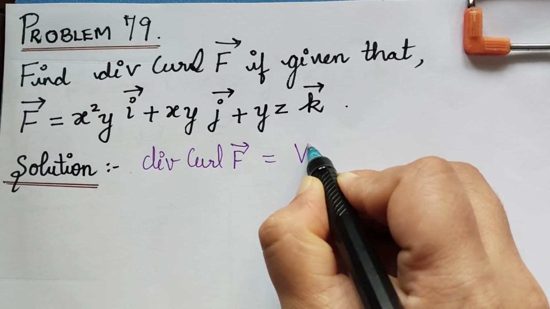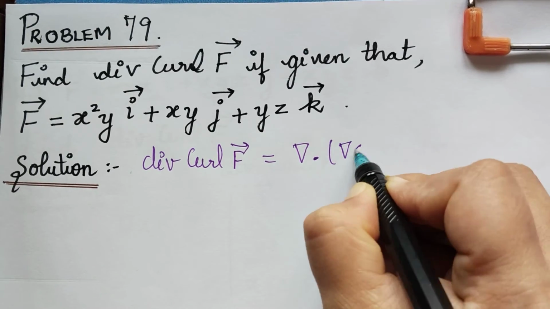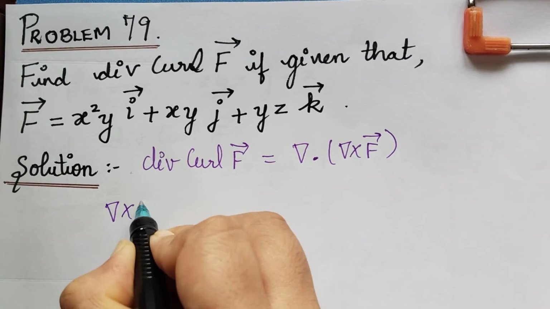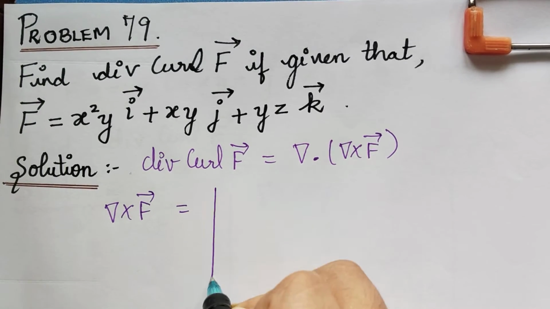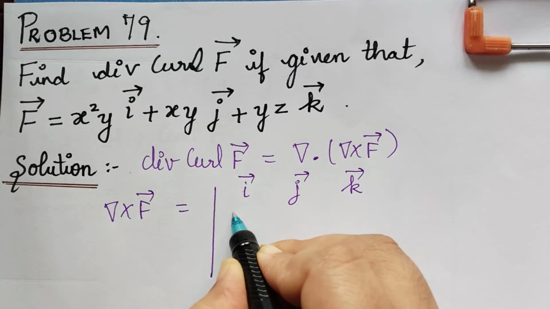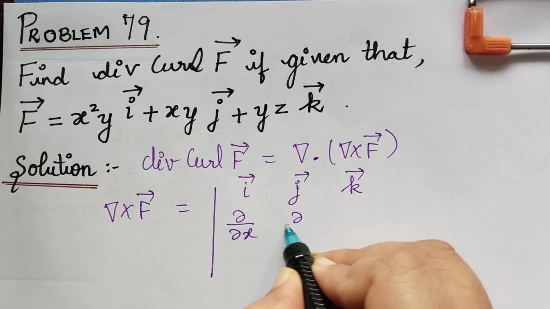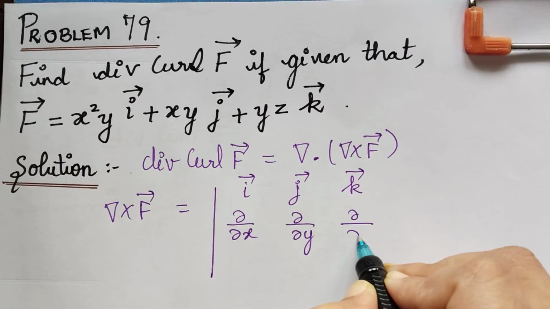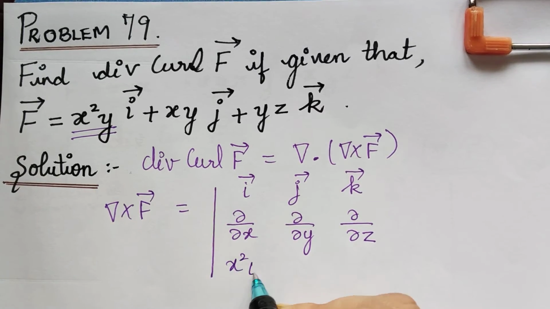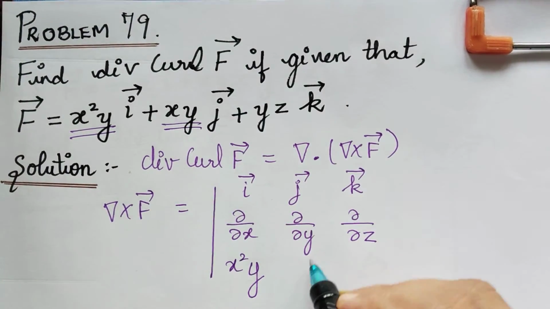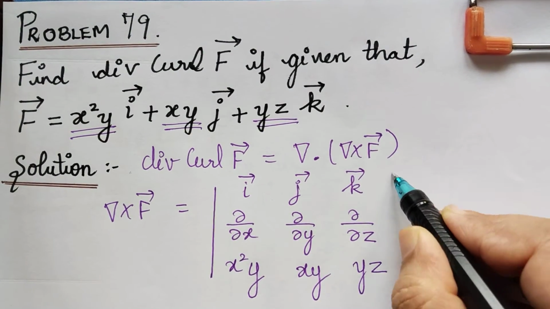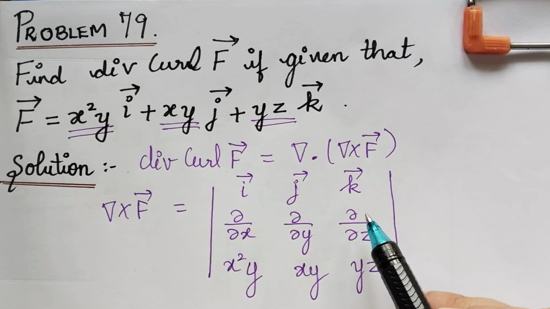Just now we saw that it is equal to nabla dot nabla cross f vector. So first we shall find nabla cross f vector. So that is equal to the determinant of i vector, j vector, k vector, dou by dou x, dou by dou y, dou by dou z. And the ith component over here is x square y. The jth component is xy. And the kth component is yz. The determinant of this we have to find.